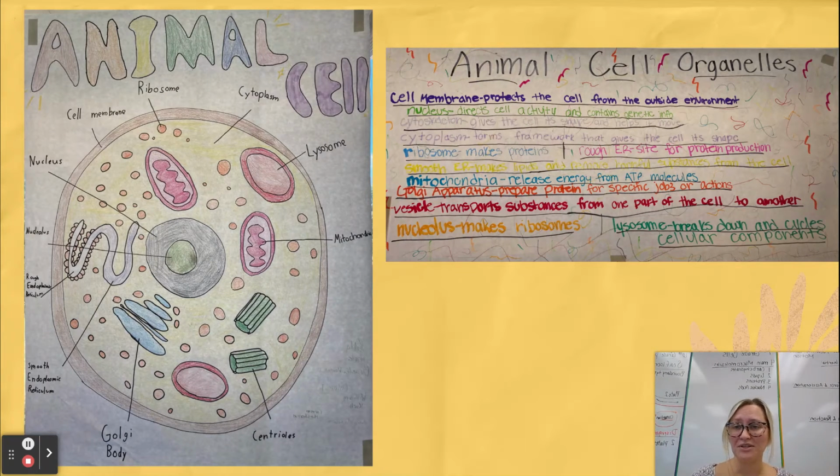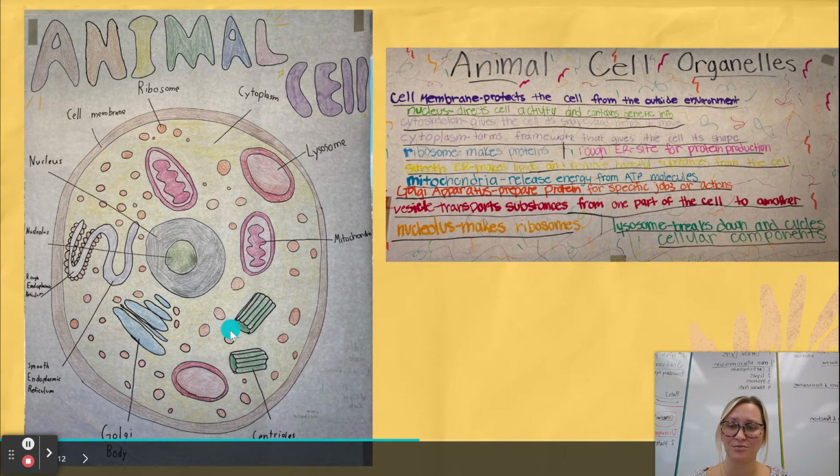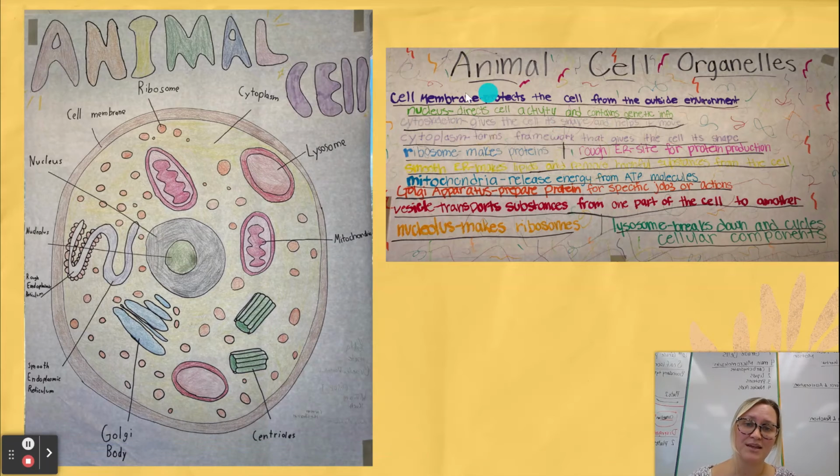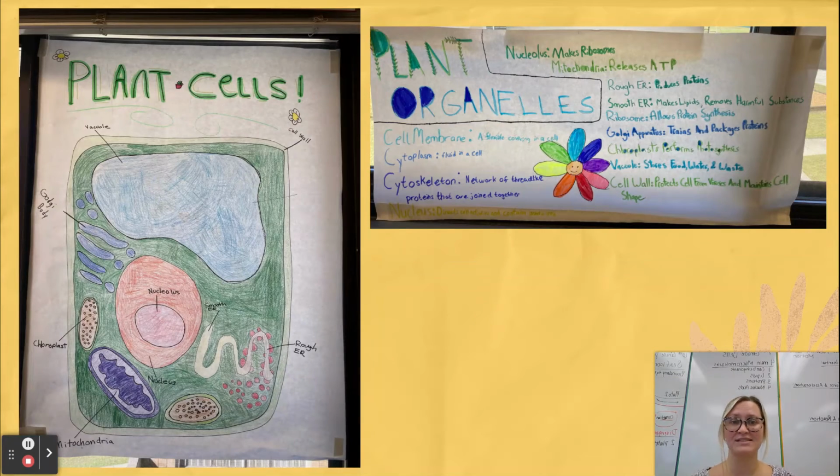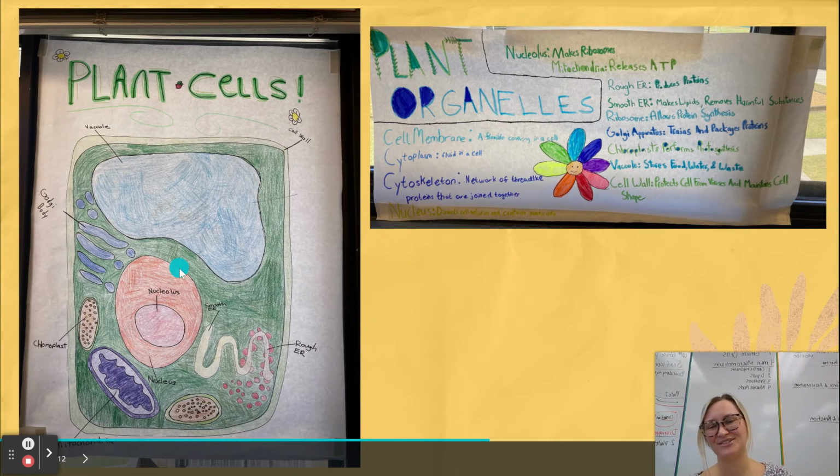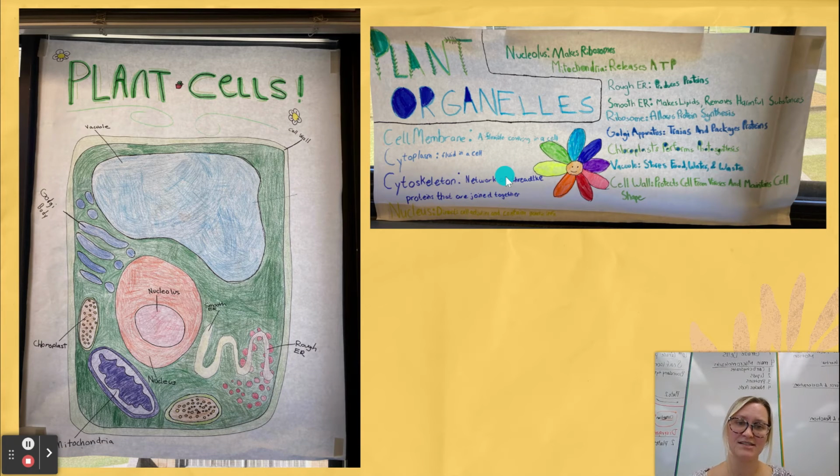So here's some examples of what they did this week. They did an animal cell. Here's the picture that one group drew. The other group worked with them to write down each of the organelles with their specific function. Same for plant cells: a picture of the plant cell with the organelles and their functions.